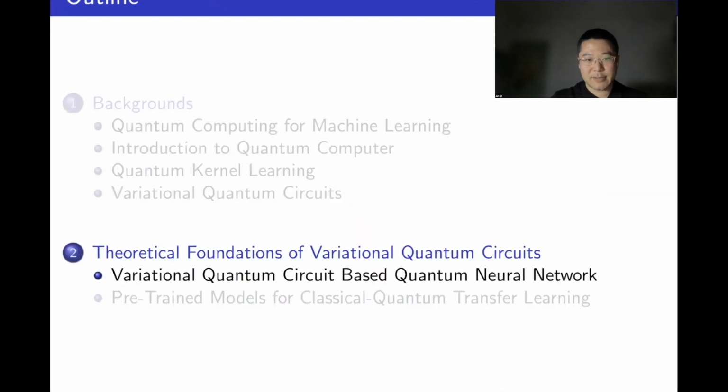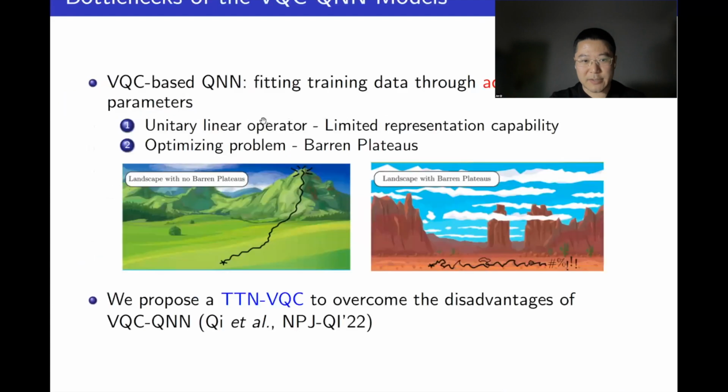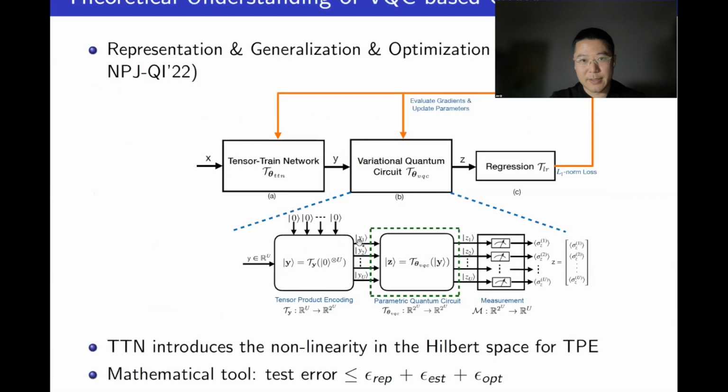Okay, next we show our theoretical foundations of variational quantum circuits, focusing on the two problems inherently existing in this frequency-based quantum neural network. Before we show that, any questions about it? Okay, if not, we will go through the second part of the lecture.